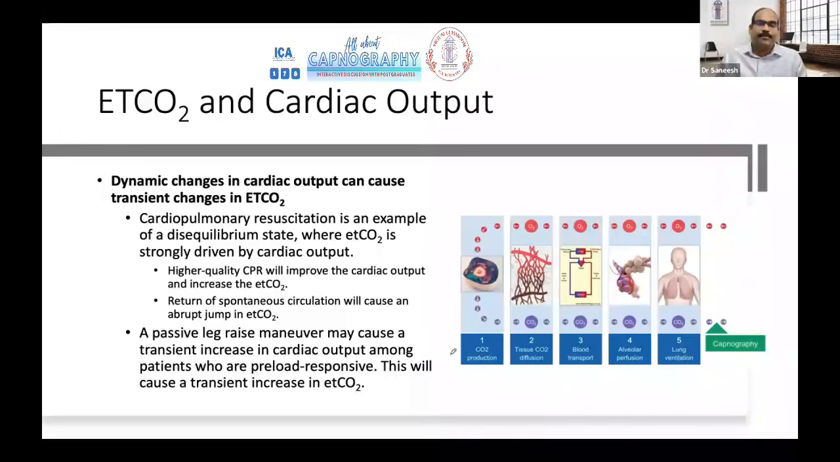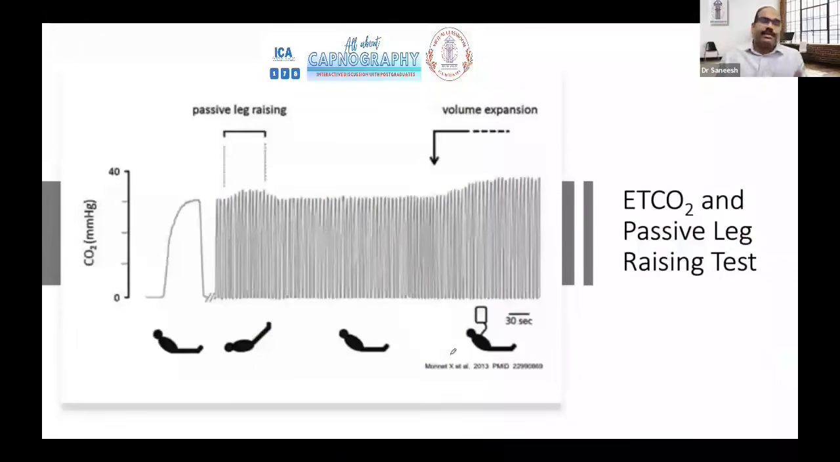Dr. Deepak has already mentioned this. The passive leg raising maneuver is another scenario where we can study these dynamic changes in cardiac output and EtCO2. Here you can see that with passive leg raising, there is a transient increase in EtCO2. With passive leg raising, you don't try to measure cardiac output by systolic blood pressure alone. You should have a cardiac output monitor. If you don't have one, EtCO2 is one of the next best choices, which will trend like this. If you volume resuscitate, you can see that as cardiac output improves, the EtCO2 also improves.